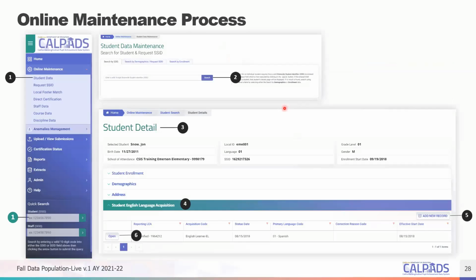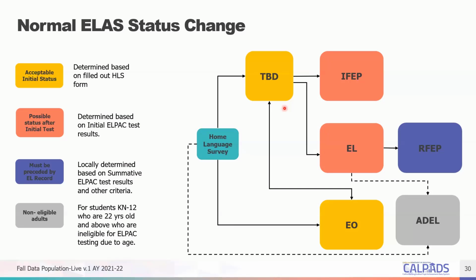Okay, so here's the normal ELAS status change. I just want to emphasize this because in our discussion, I will be showing you some corrections or changes that need to be done. So if your reporting of the student's ELAS follows this sequence, from the home language survey the student is determined as speaking a foreign language, then the student should be flagged as TBD and will be tested. And then TOMS will send either an EL code or IFEP code to CALPADS.